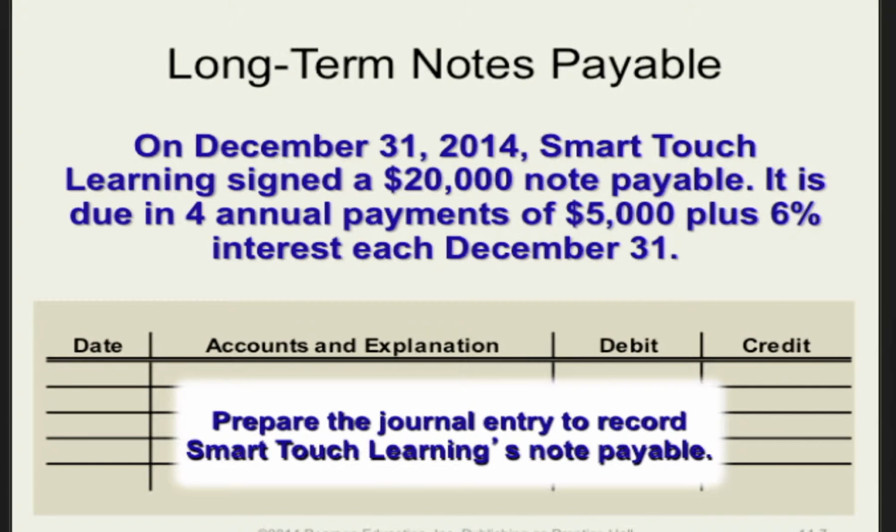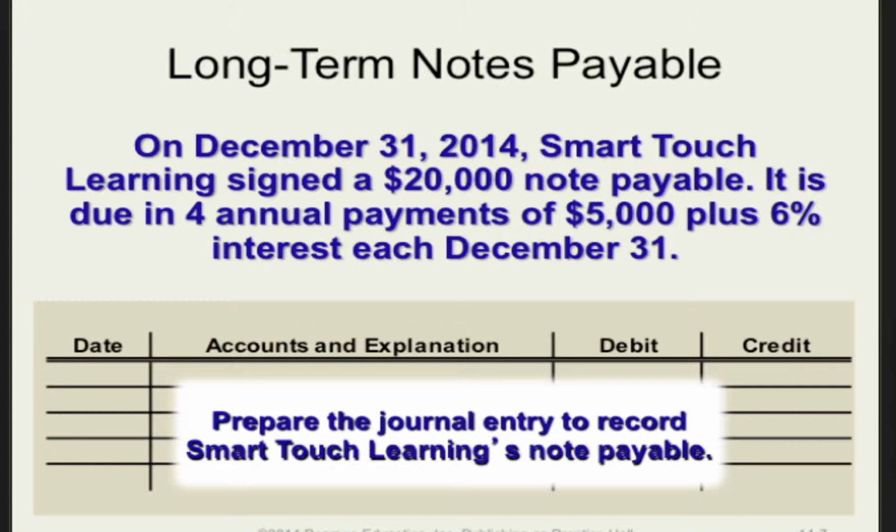Suppose that on December 31st, 2014, Smart Touch Learning signed a $20,000 note payable. It is due in 4 annual payments of $5,000 plus 6% interest each December 31st. Going forward, payments are due on 12/31/15, 12/31/16, 12/31/17, and 12/31/18. Prepare the journal entry to record the borrowing.